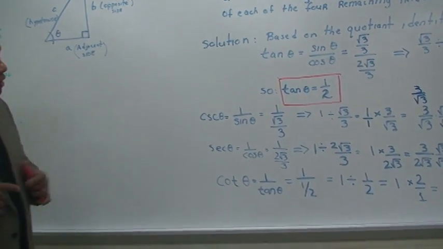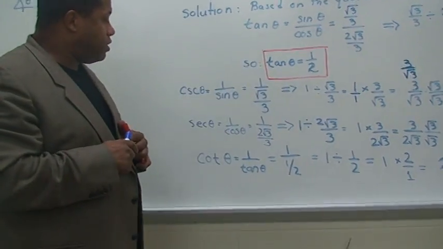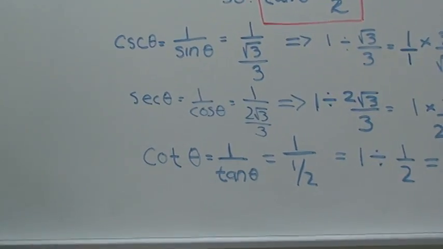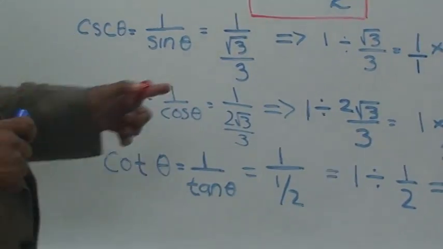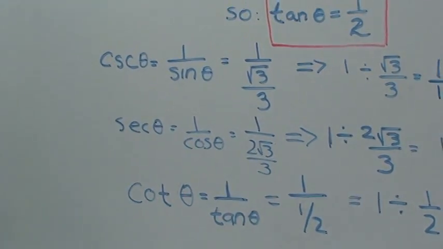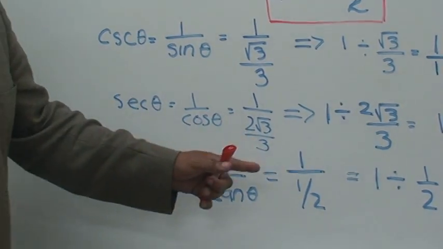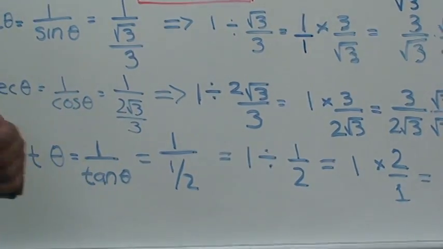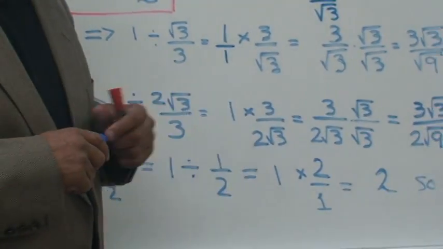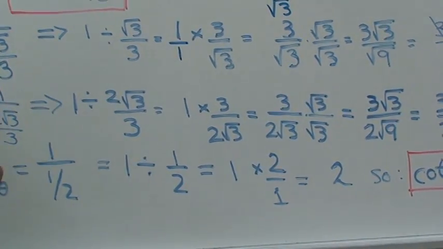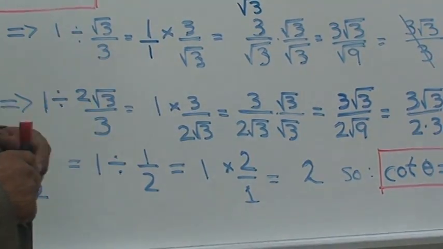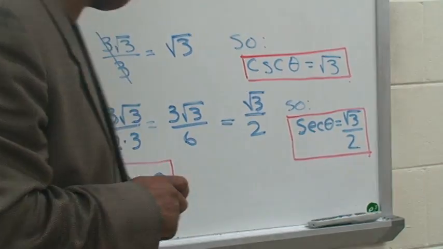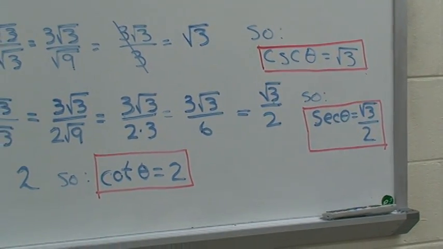What else do we have? Secant theta. Secant theta is equal to 1 over cosine theta, which is another reciprocal identity. So that'll be 1 over 2 times the square root of 3 divided by 3. Of course, set it up as a division problem here, and then do your simplification. You have to rationalize the denominator. And your answer for this problem becomes what? Secant theta will be the square root of 3 over 2.